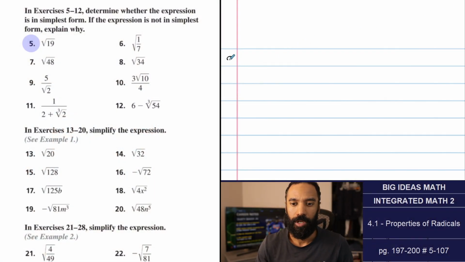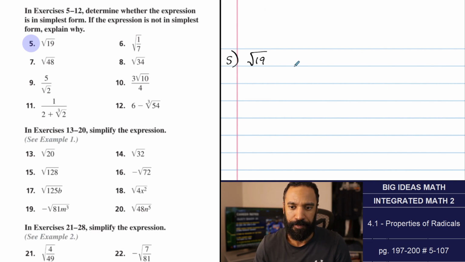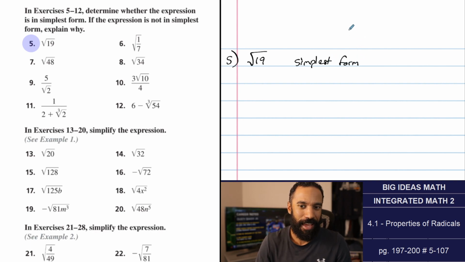Let's start. We have number 5, the square root of 19. Oh, what are they asking us to do? Determine whether the expression is in simplest form. If it's not in simplest form, explain why. This is in simplest form. Now, it sounds like they're not asking us to actually simplify it. If it is, I'm sure we simplify later.